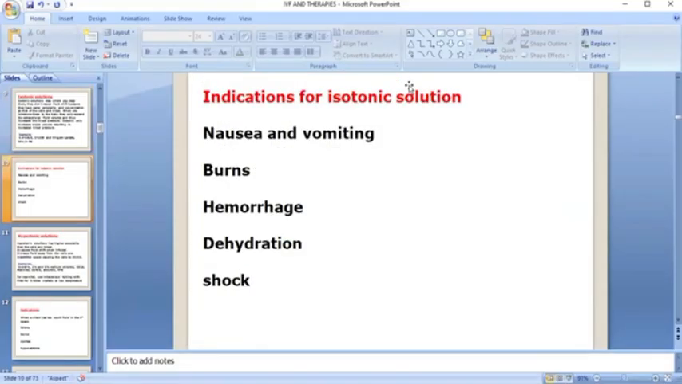Indications: in which condition can we use isotonic solution? In nausea and vomiting, in burns, when there is hemorrhage, when there is dehydration, then shock. We can infuse isotonic solution.